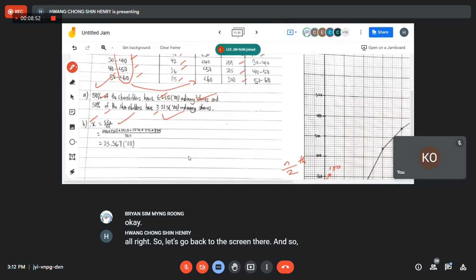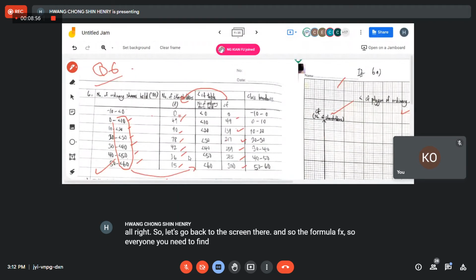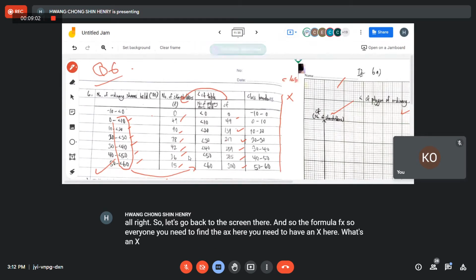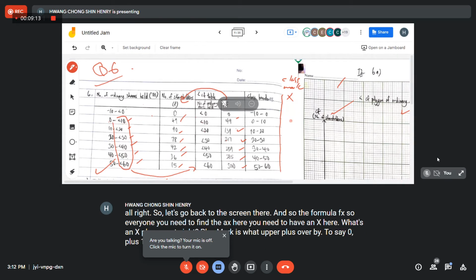So the formula is fx. Everyone, you need to find the x here. What's the x? Class mark, right? Class mark is upper plus lower divided by 2. Let's say 0 plus 10, 10 divided by 2 is 5. Then 20 plus 10, 30 divided by 2 is 15, and so on.